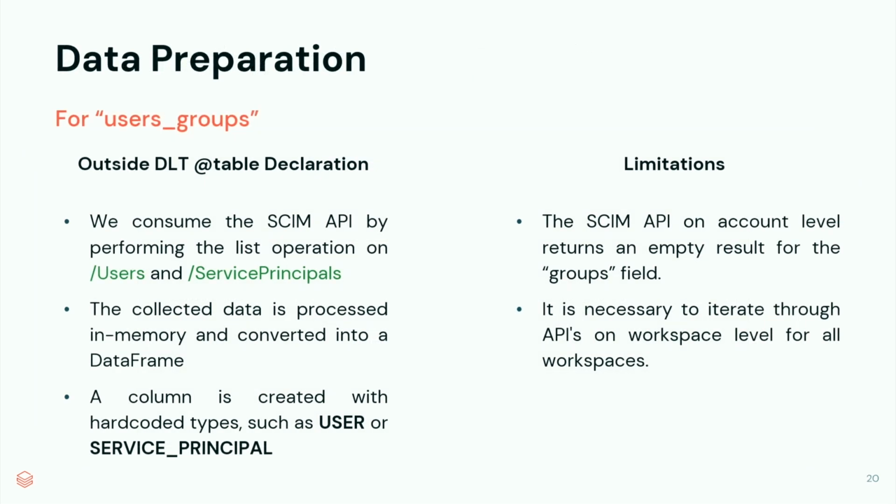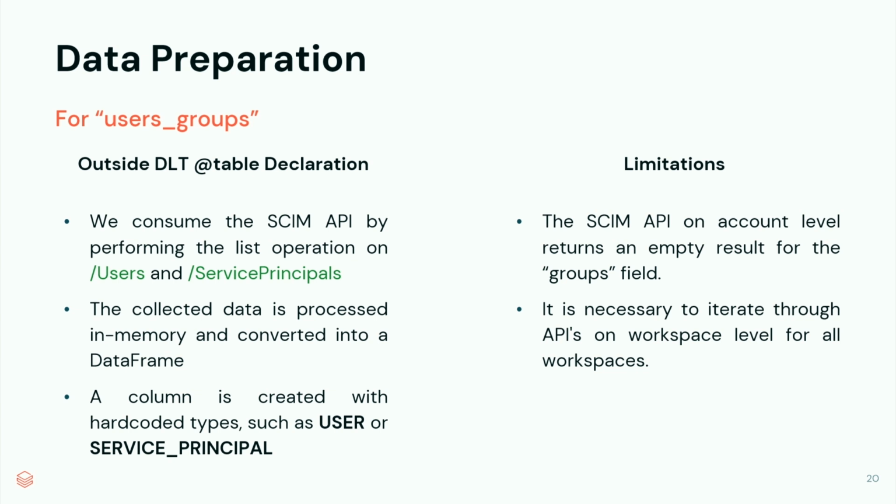So at first we need to consume for user groups, in order to have the user groups table, the output table, we need to consume the SCIM API, listing the users and service principals. Then we can collect those data in memory and convert back to a data frame. Also, we can have a hard-coded column type to identify if it's a user or service principal, only because they are in the same table, and the entity type and the entity ID.